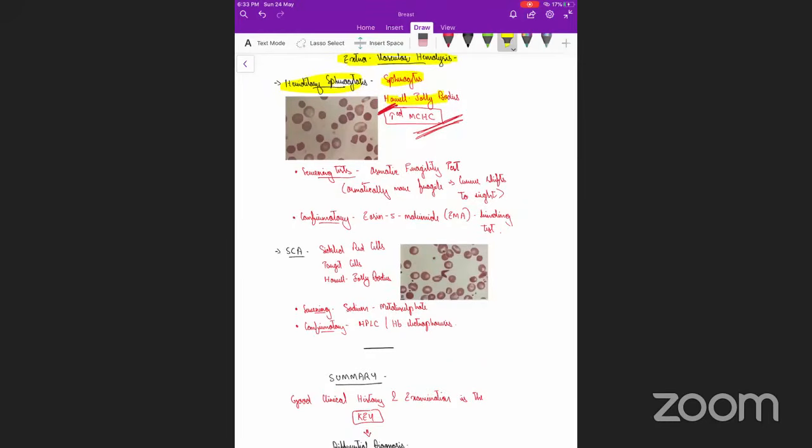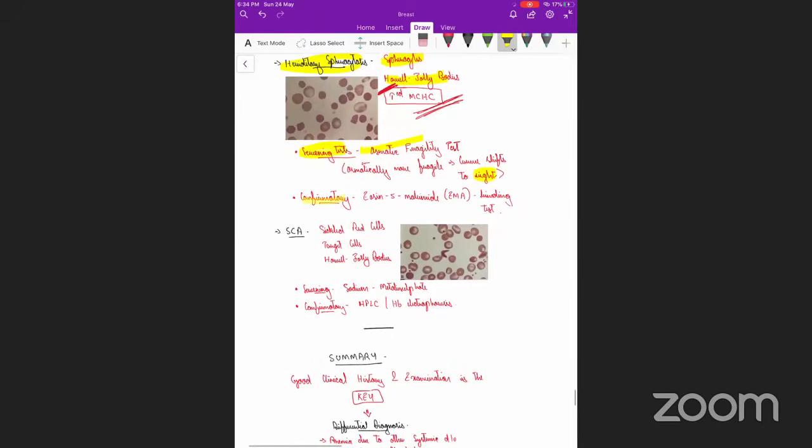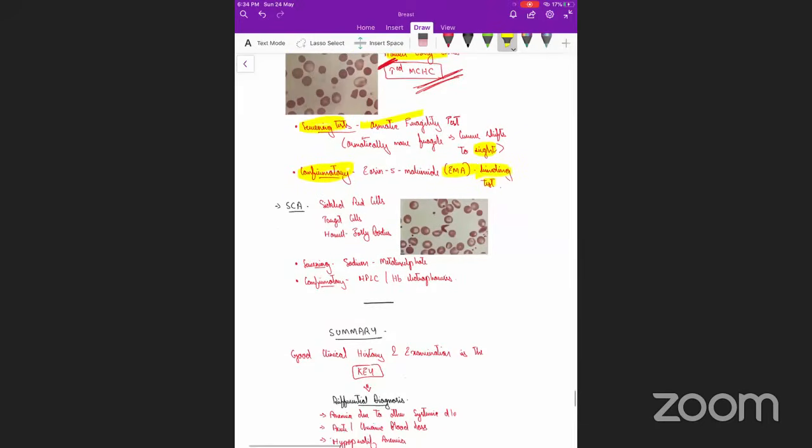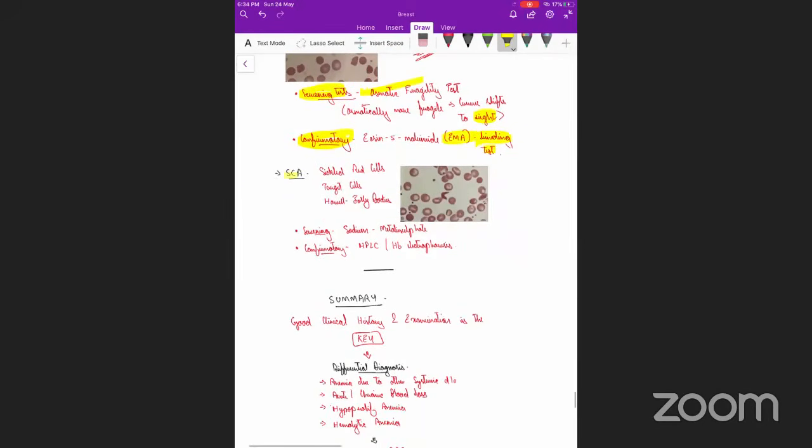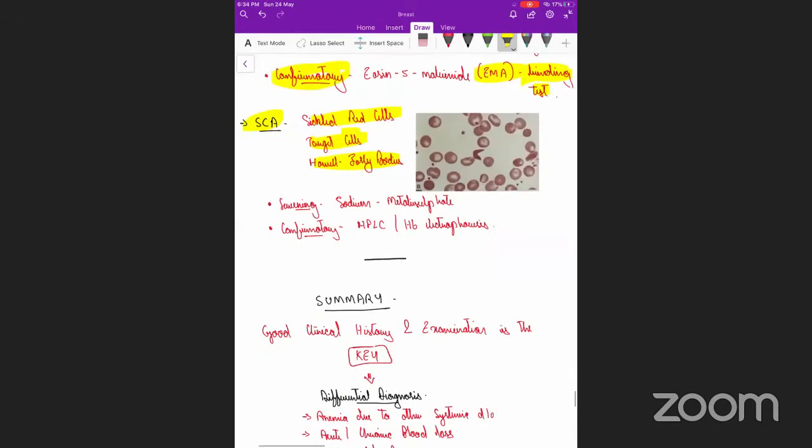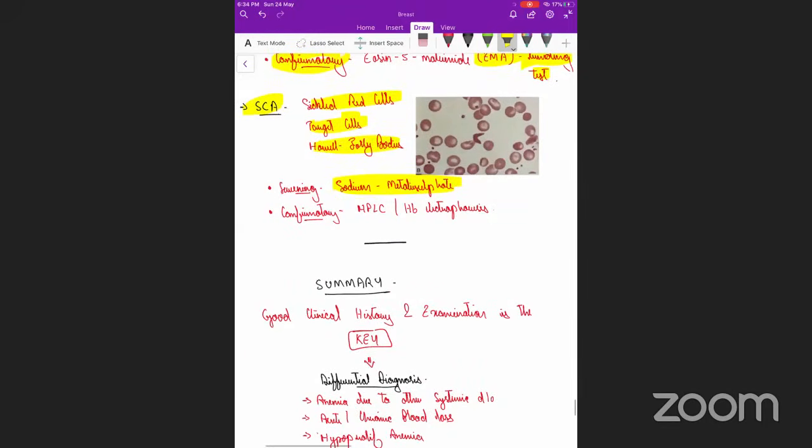Then what are the screening tests? One is the osmotic fragility test, because a spherocyte is more fragile, so the curve shifts to the right. The confirmatory test is the EMA binding test, which is the gold standard for hereditary spherocytosis. If it is sickle cell anemia, there will be sickled RBCs, target cells, Howell-Jolly bodies. The screening test is sodium metabisulfite, the sickling test, which causes sickling of RBCs. For confirmation, HPLC is always better than Hb electrophoresis.